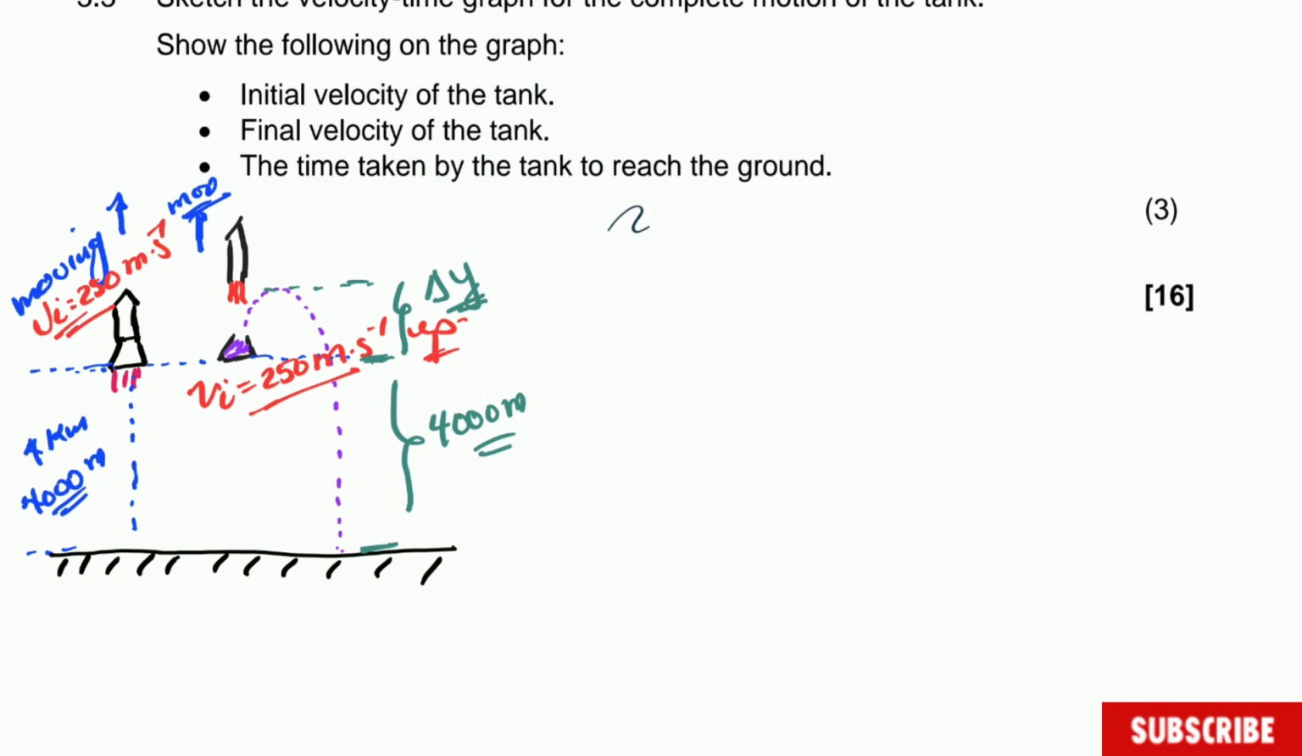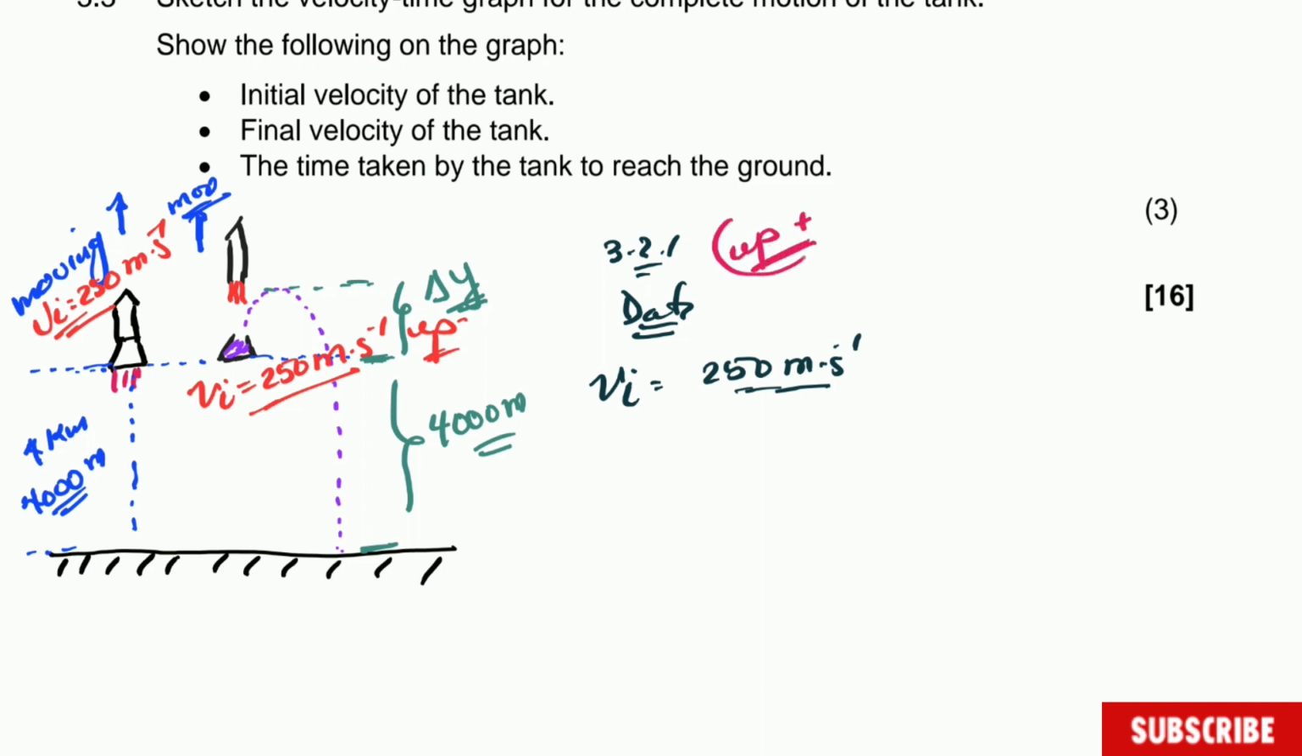And there is where we go into question 3.2.1. We're going to first write the data real fast to see what we have. First of all, the initial velocity is 250 meters per second. But before we carry on, we are going to select the direction, and remember, the direction is entirely up to you. I am going to write up is positive for the entire question, but it's up to you. So if up is positive, then the initial velocity here is positive.